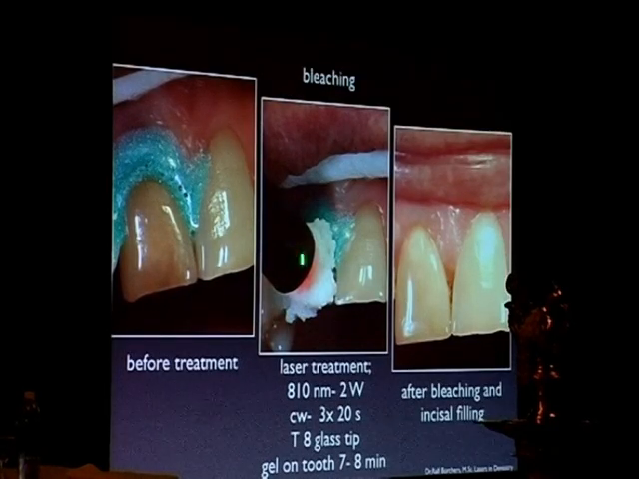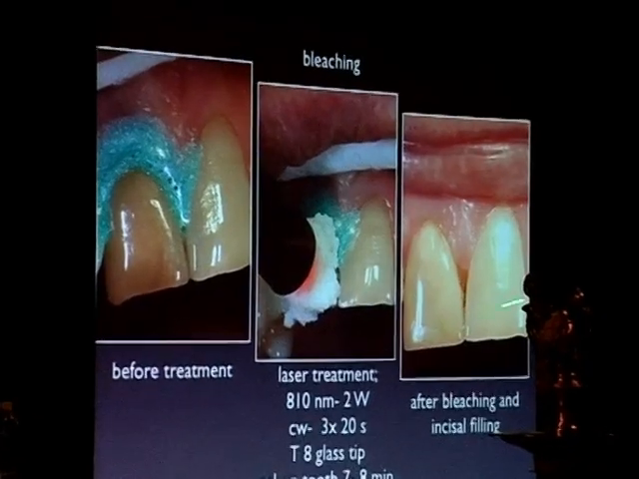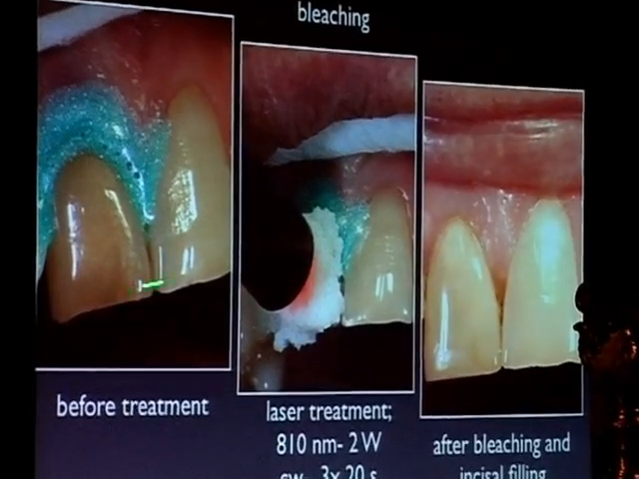But it's not to see if you look at this now. This is directly afterwards, after bleaching and incisional filling. And it's looking much better in contrast to the other incisor.